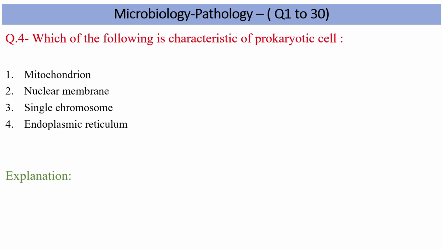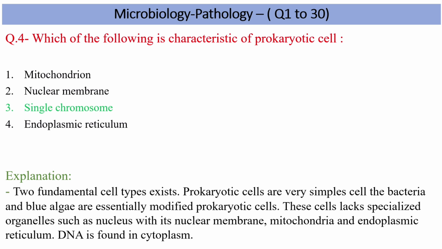Which of the following is characteristic of prokaryotic cell? Mitochondrion, nuclear membrane, single chromosome, endoplasmic reticulum. Correct option is single chromosome. Two fundamental cell types exist. Prokaryotic cells are very simple cells. The bacteria and the blue algae are essentially modified prokaryotic cells. These cells lack specialized organelles such as nucleus with its nuclear membrane, mitochondria and endoplasmic reticulum. DNA is found in cytoplasm.